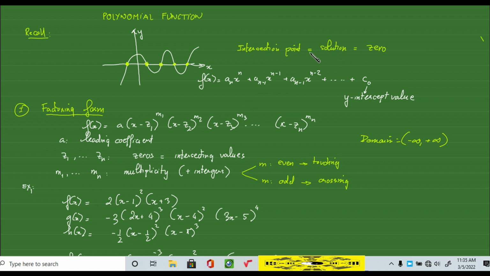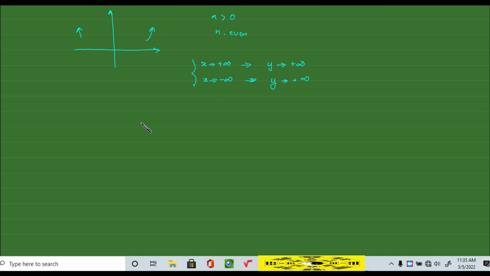So if they give you something like this, not the factoring form, but instead the standard form, like this, which is the one we already learned in class, how are we going to convert standard form to factoring form?